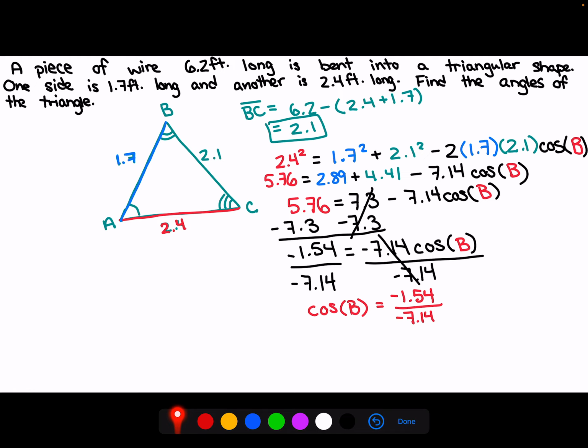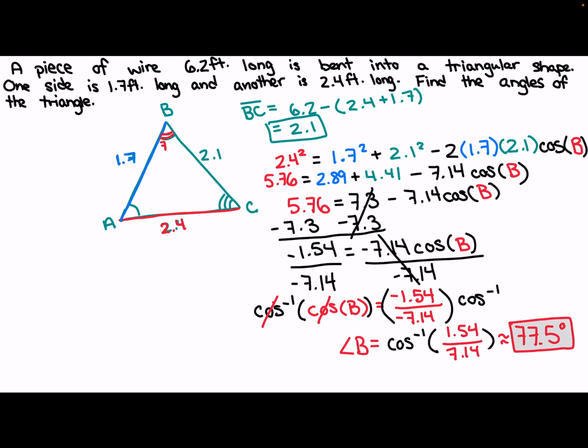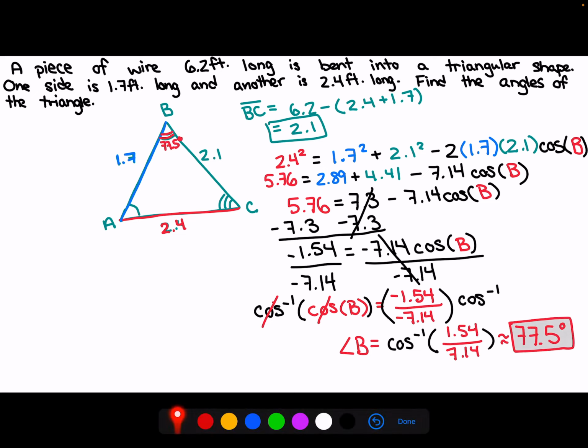Now, I need to get cosine away from angle B. The only way that I can get rid of cosine is through inverse. So I'm going to use the arc cosine. I take the arc cosine of both sides. That'll give us angle B is equal to the arc cosine of 1.54 over 7.14, which is about 77.5 degrees. And again, this is what you'd be wanting to enter into your calculator.